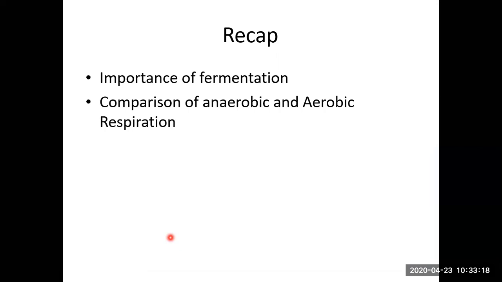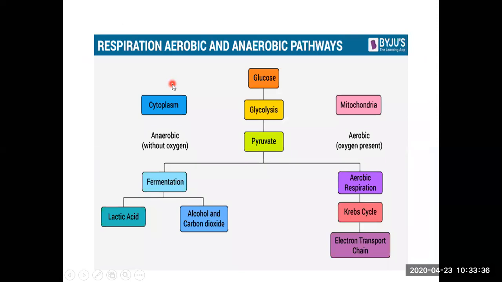Let's have a quick recap about this topic. We studied the importance of fermentation. Fermentation is carried out in major industries, like brewing industries and baking industries for making bread and cakes. Then we studied the comparison of aerobic and anaerobic respiration, in which we saw that in both types of respiration, the first step is always the same, which is glycolysis, in which glucose breaks down into pyruvate. As additional knowledge, glucose is a 6 carbon compound and pyruvate is a 3 carbon compound.